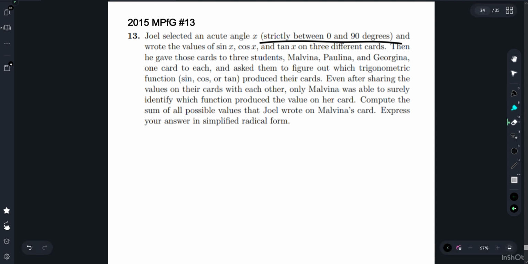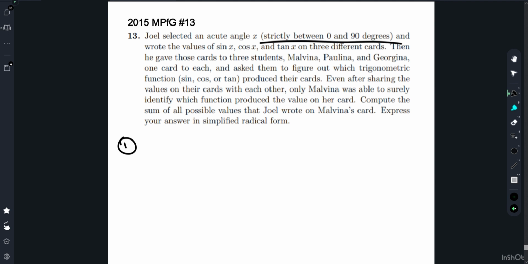Next, we have to make a key observation with the next piece of information, which is that even after sharing the values of their cards with each other, only Malvina was able to surely identify, which means that Paulina and Georgina must have the same value. Because they have the same value, they don't know if they have this or that. So it's impossible to deduce. And so now we can just do casework on which value Malvina has.